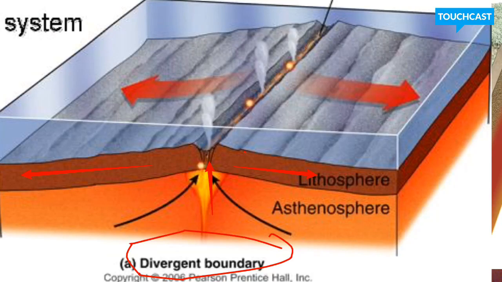Now your newest rock is going to be very close to the boundary. Your oldest rock is going to be over here towards the edges of that plate, because the newest rock is formed here, and as it moves along, basically you have older and older rock being pushed out to the edges.